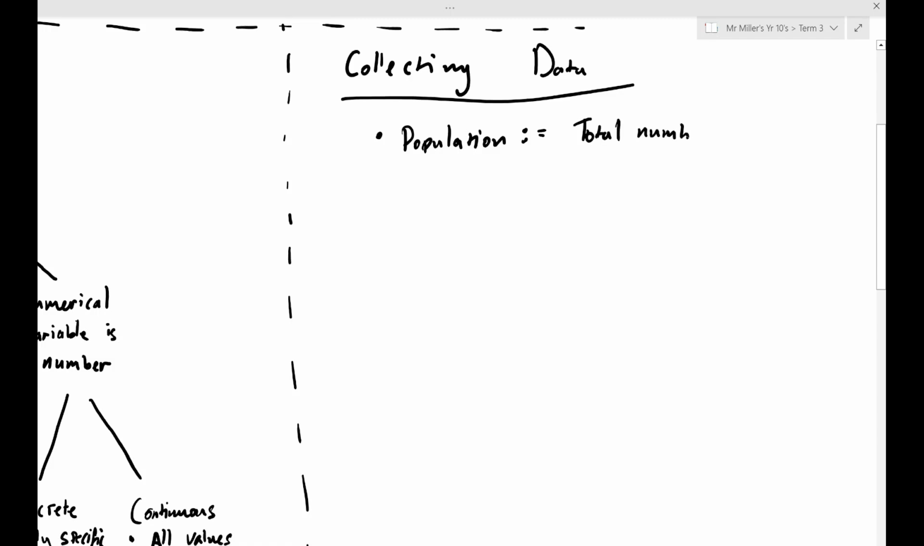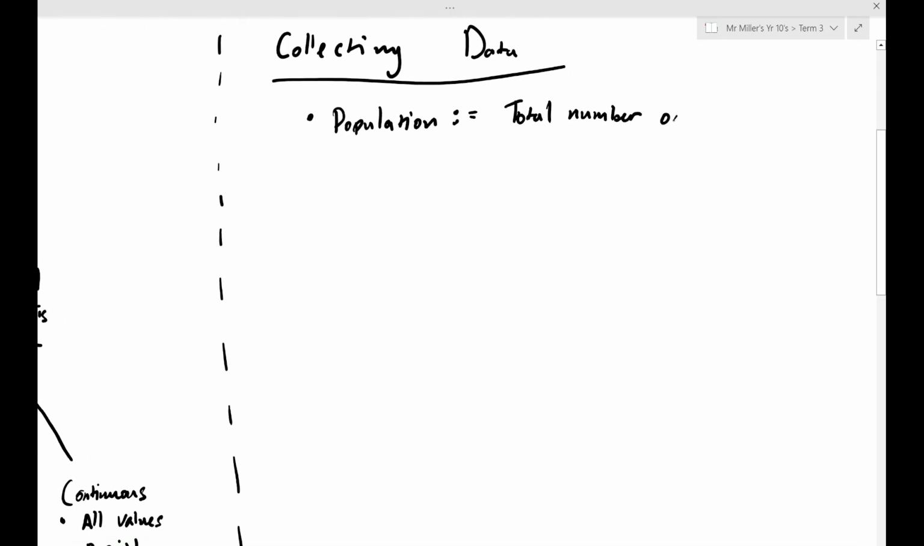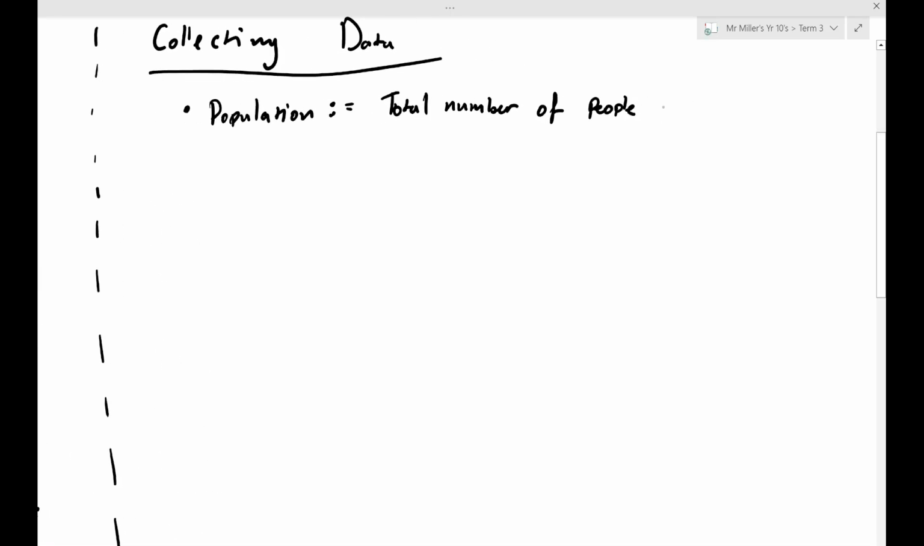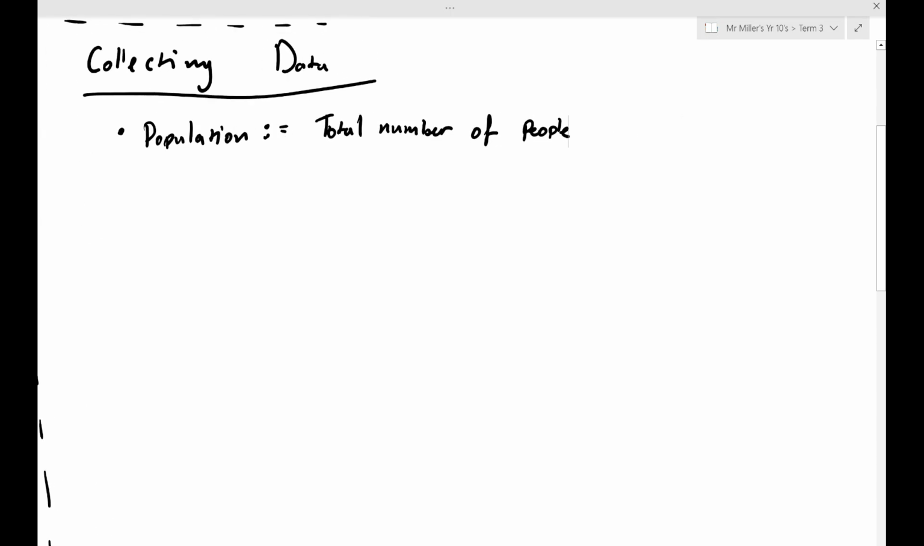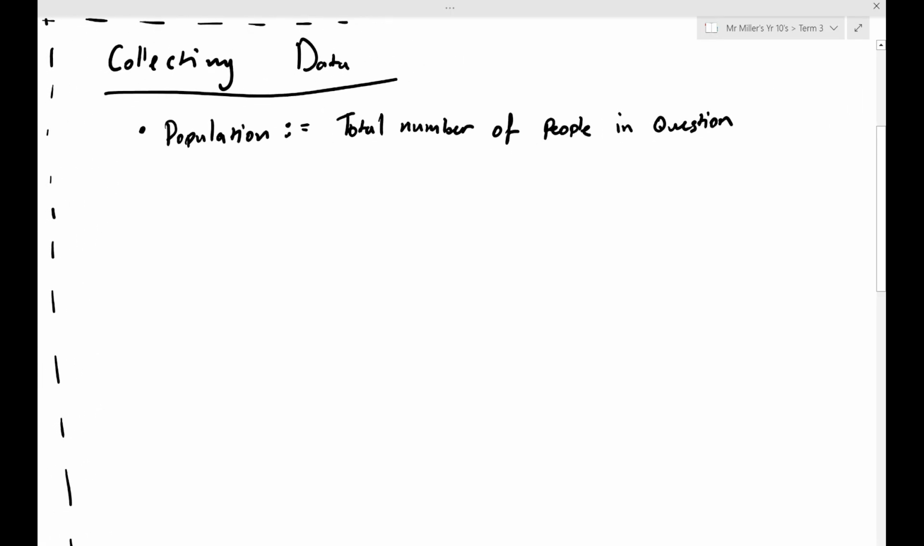of people in question. Oh, actually, I shouldn't say in survey. I should say total number of people in question. So, like, if we want to know, how tall is our school? Like, how tall on average are the students at our school? Well, the population would be every student at our school, right?